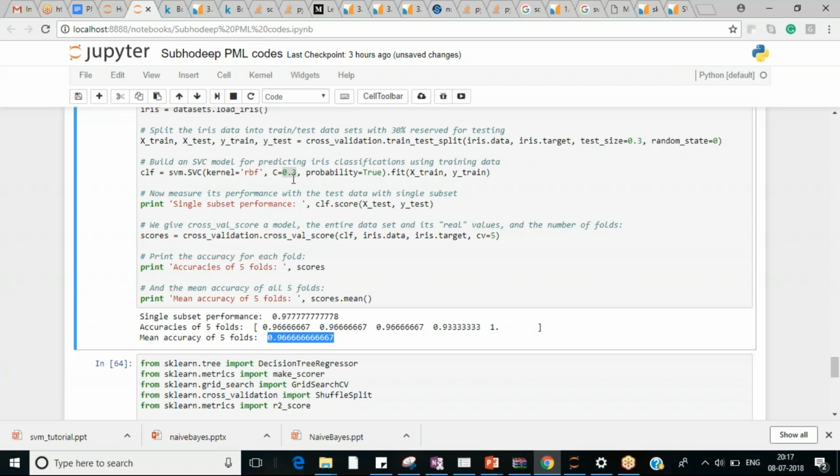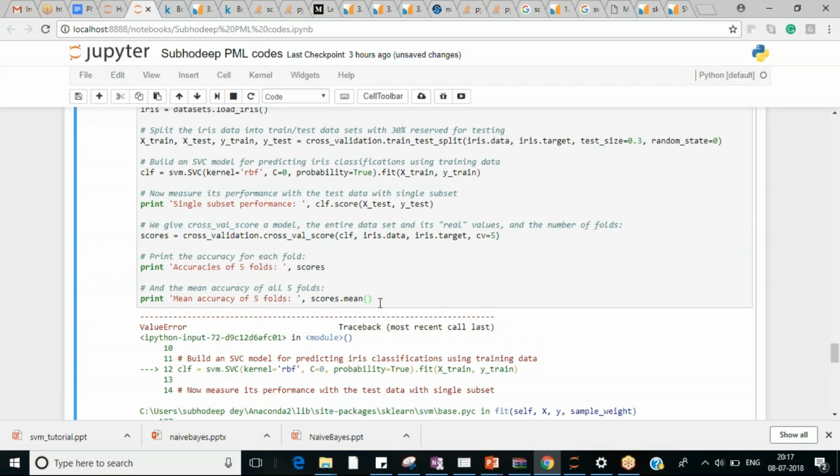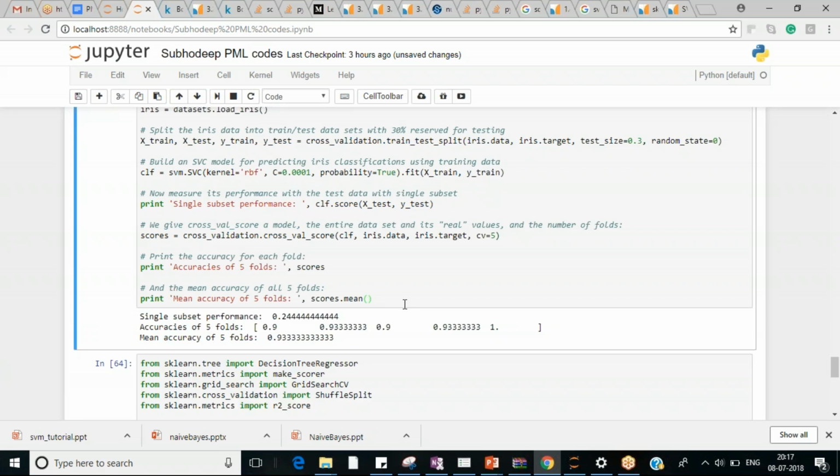So if you do a 0, let me see if it takes 0. You don't want any error in the training data. It has to be some value. See, it has reduced so badly. This is 0.24. So you have tried to overfit the data, and that's why your testing has become worse. So guys, understand this. Does this make sense?